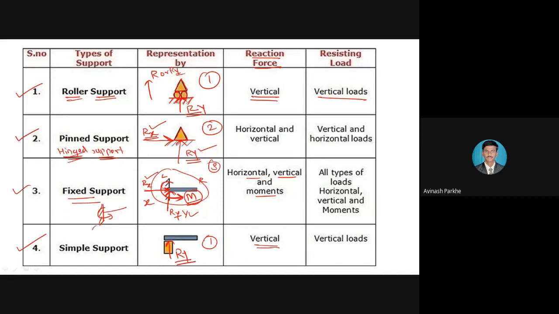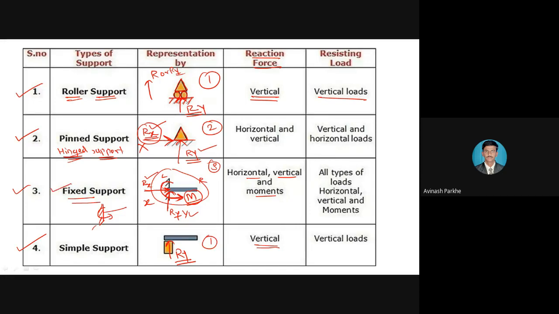But please keep in mind, in case of SF calculation and BM calculation, we are considering only vertical reactions and vertical forces. Please keep in mind, in case of SFD and BMD calculation, we are considering only vertical forces and vertical reactions. So in the pinned support or hinged support, Rx is also there, but we are not considering the effect of Rx in the shear force calculation and the bending moment calculation.